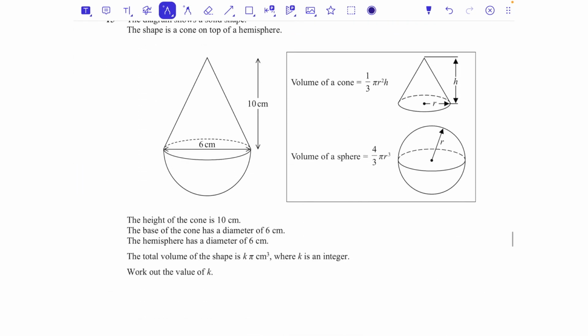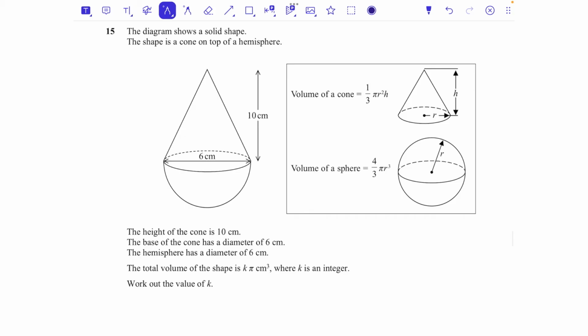Question number 15. The diagram shows a solid shape. The shape is a cone on top of a hemisphere, being half a sphere. The height of the cone is 10. The base of the cone has a diameter of 6, and the hemisphere has a diameter of 6. The total volume of the shape is k pi, so just something pi, where k is a whole number. What is the value of k?